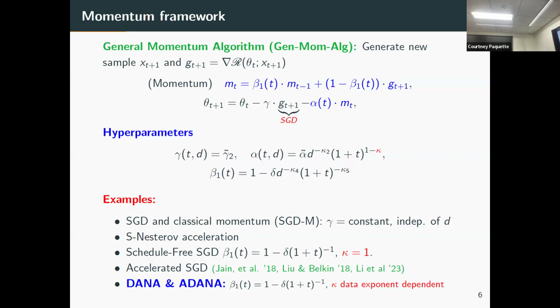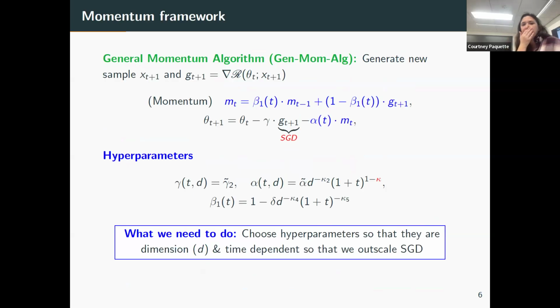So why am I mentioning schedule free? Schedule free actually won one of the big algorithm competitions out there, where they showed that it is one of the more universal best algorithms across a variety of problems. It covers what people call accelerated SGD, which I will talk about, and then it's going to cover what I'm going to actually talk about today. Okay, so the goal again is how do you choose these hyperparameters in D and time so that you can actually beat SGD? Okay, everyone good?